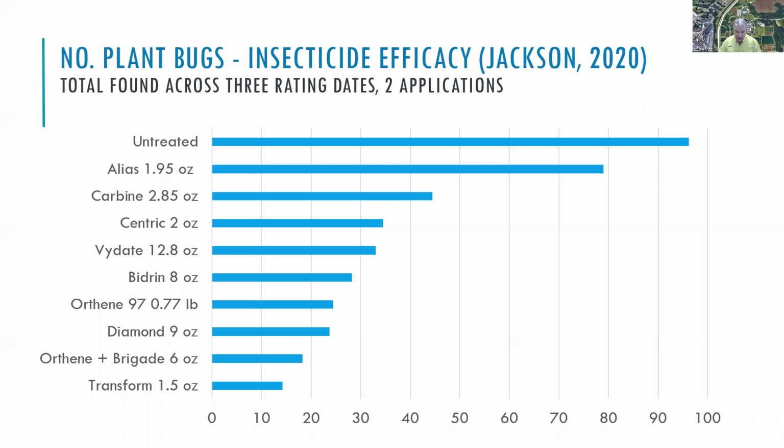What also has been consistent in these trials is we have some poor performers. Alias, which is an imidacloprid product, did very poorly. Carbine doesn't do very well. Centric used to be better, but we're starting to see some indications of resistance to these neonics, and it's showing up in our Centric ratings. And then we have what I'd call second tier, mid-tier products that I think still have some utility, but they're just not as good as Orthene, Diamond, or Transform at reducing plant bugs, namely Bidrin, but also Vydate.